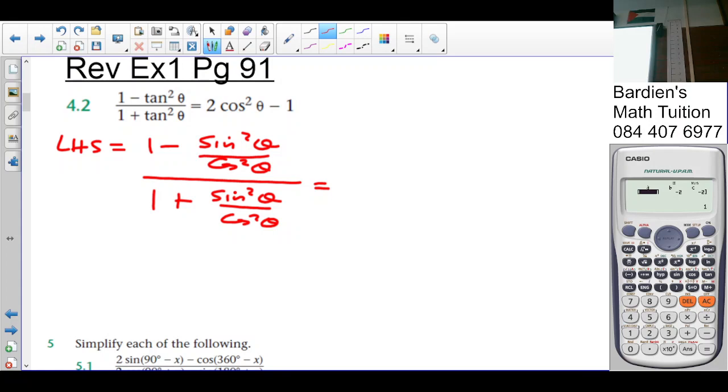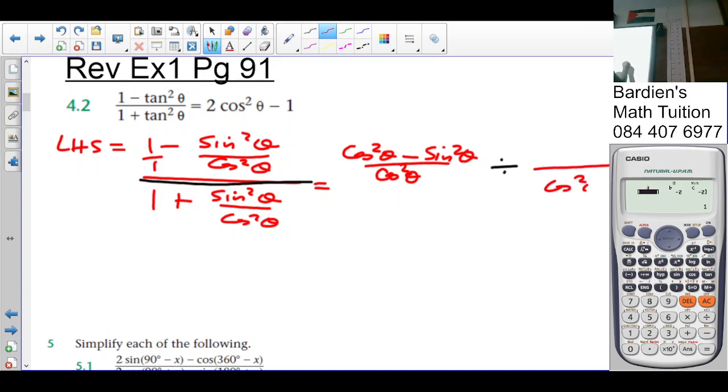So what can be done in the numerator there? What can be done on top? You can find an LCM. Not so? What's your LCM in the numerator? Cos squared theta. So naturally that's over 1. So this must be multiplied by cos squared theta, and you get cos squared theta minus sine squared theta. This line means what? To divide. So it's going to be divided by cos squared theta, naturally over 1 there. So it's going to be cos squared theta plus sine squared theta.